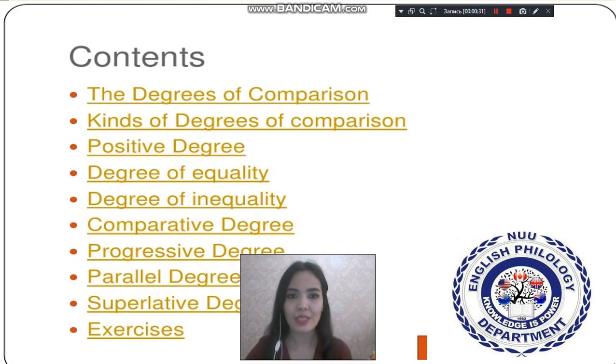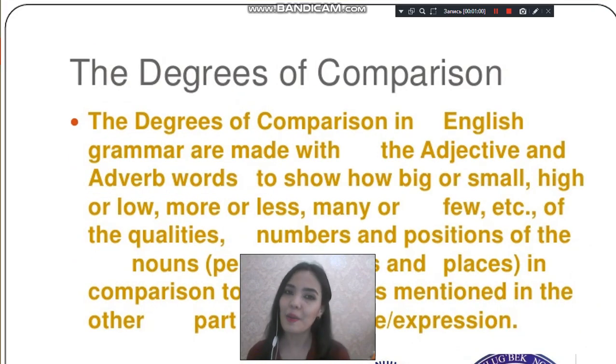So in today's lesson, we are going to look at the degrees of comparison, kinds of degrees of comparison, positive degrees, degrees of equality, degrees of inequality, comparative degrees, progressive degrees, parallel degrees, superlative degrees, and also we will do some exercises and you will be given home task. So, ready? Okay, let's get started. Be attentive and come closer.